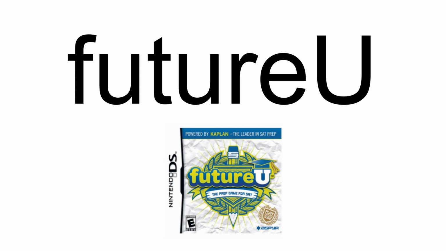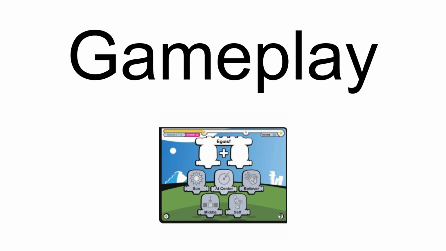FutureU was an educational video game developed and published by Aspyr Media on November 5, 2008 for Windows, Mac OS X, and the Nintendo DS, and created in association with test preparation company Kaplan Incorporated. Like the SATs, FutureU has three sections: reading, writing, and math, each with two subdivisions.